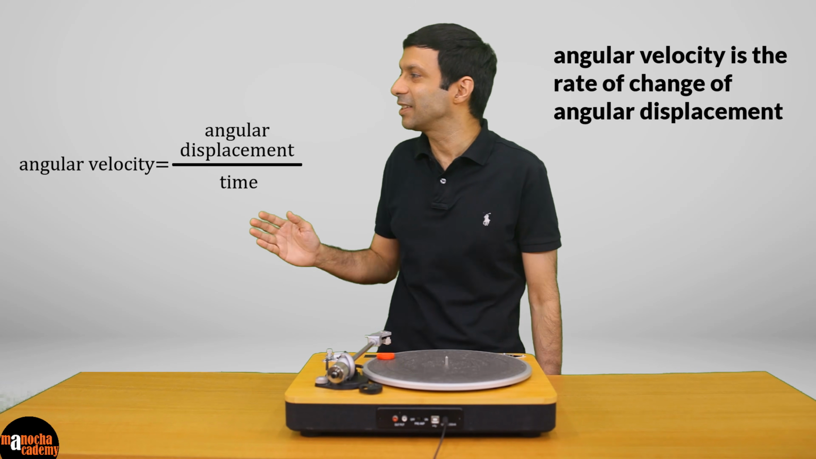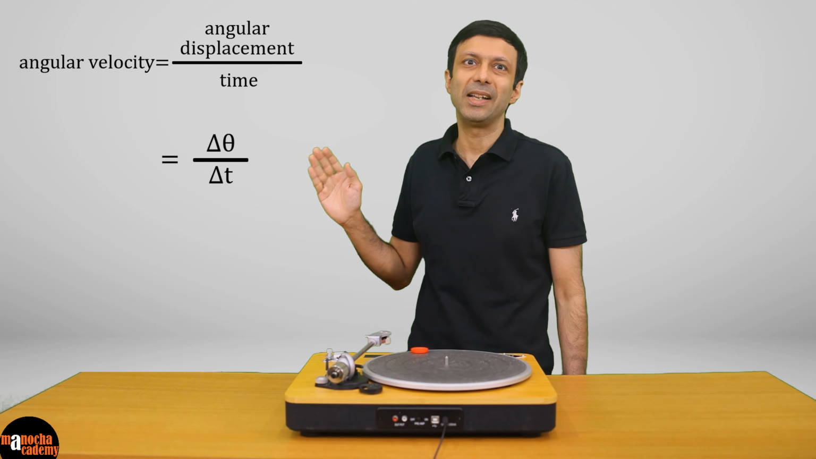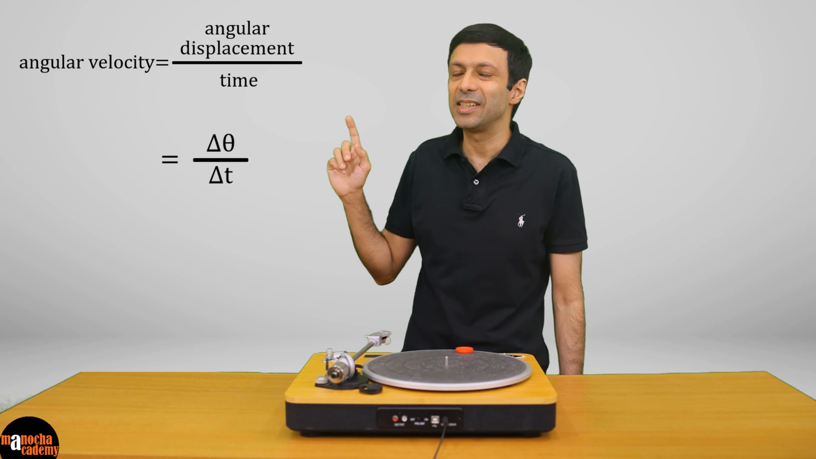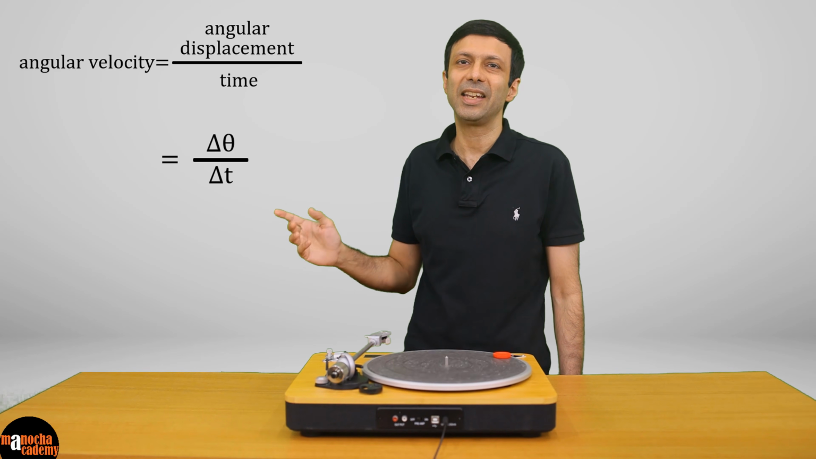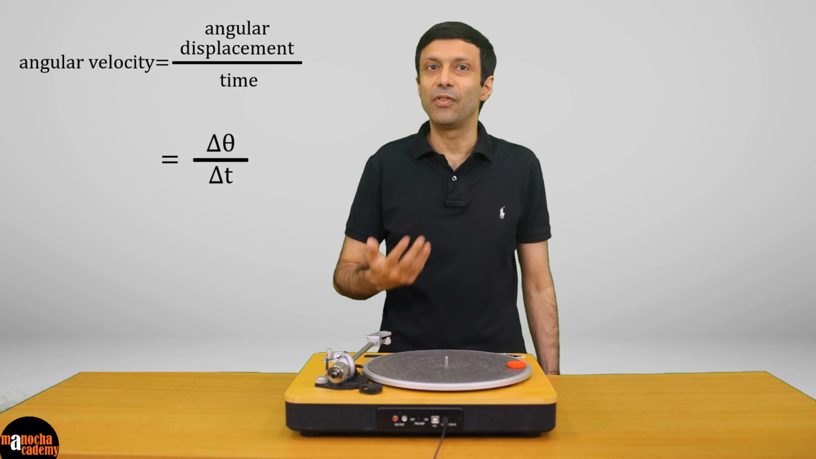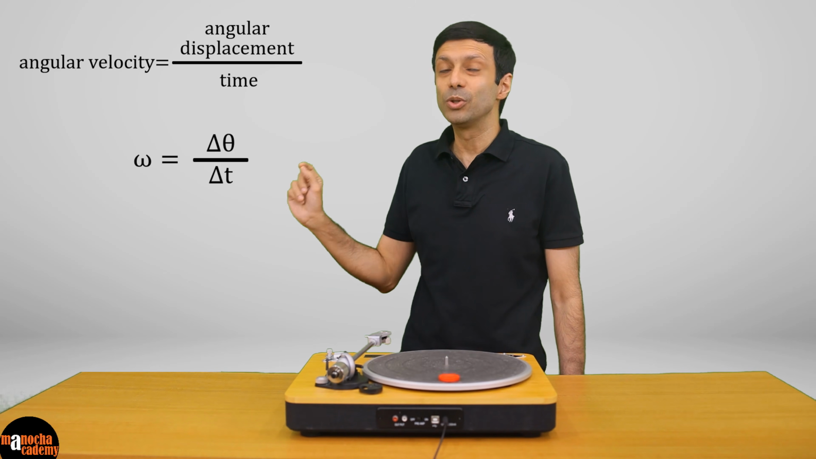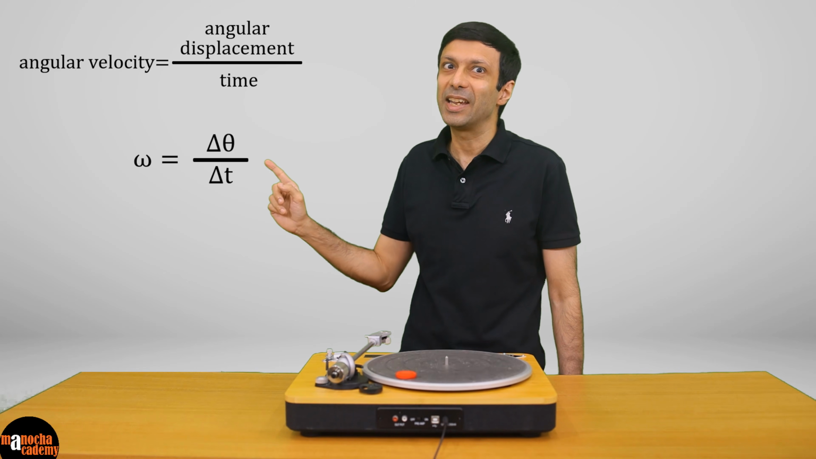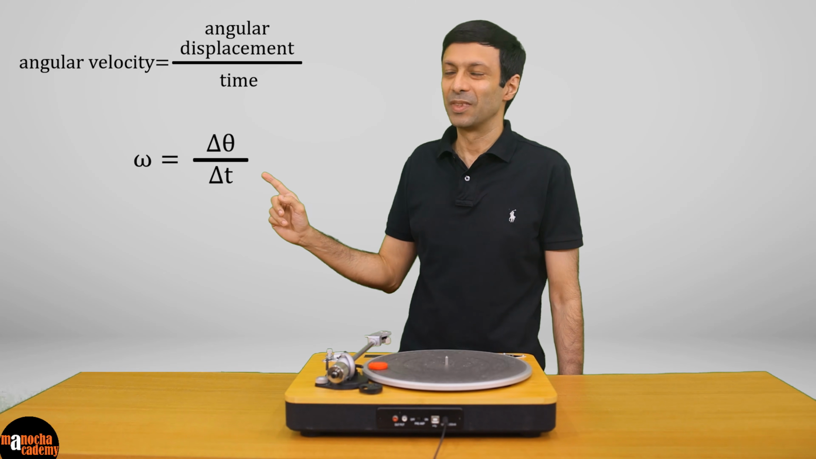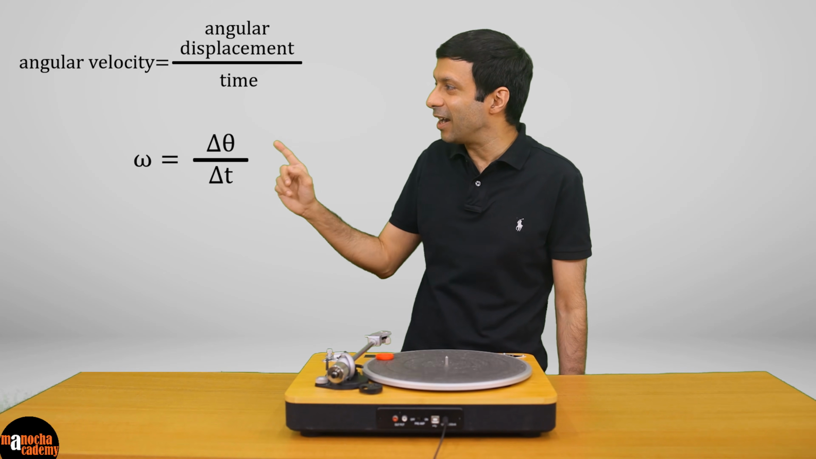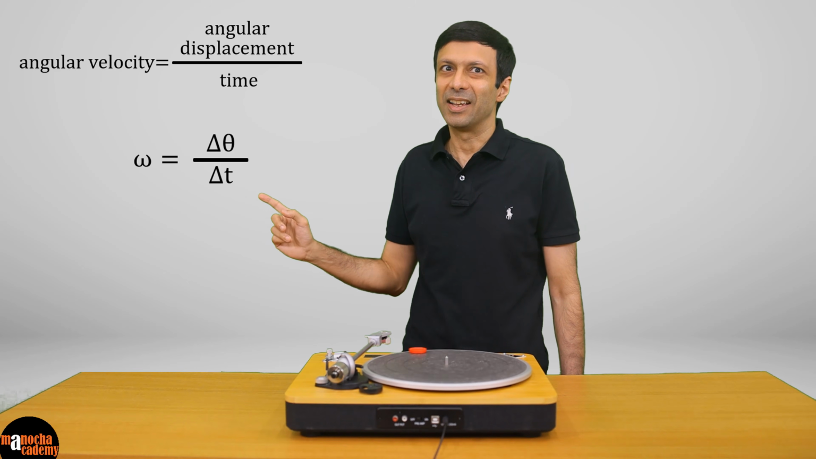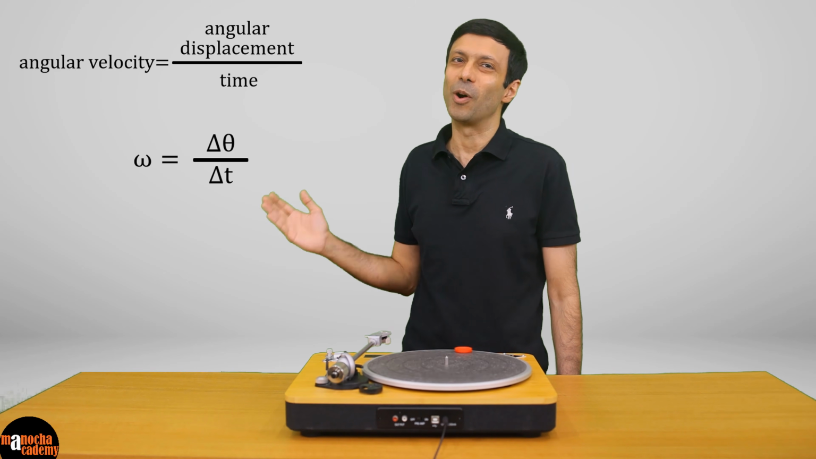And we denote that as delta theta by delta t. Delta theta is the angular displacement and delta t is the time. And angular velocity is denoted by the symbol omega. We use this Greek symbol and the lowercase symbol omega here. So omega equal to delta theta by delta t. That's your angular velocity formula.